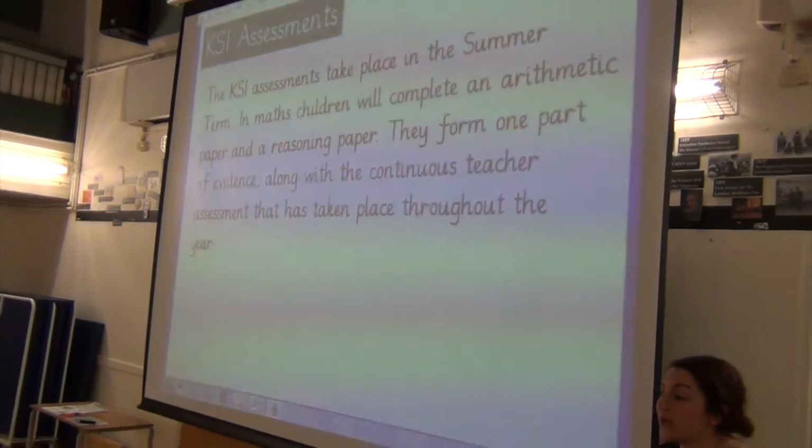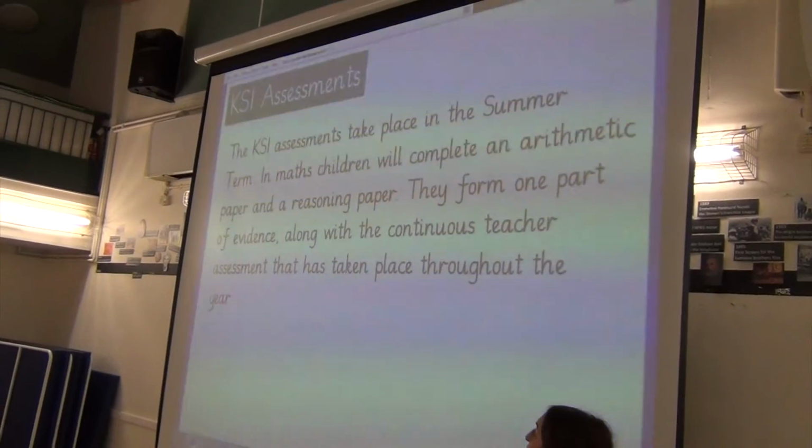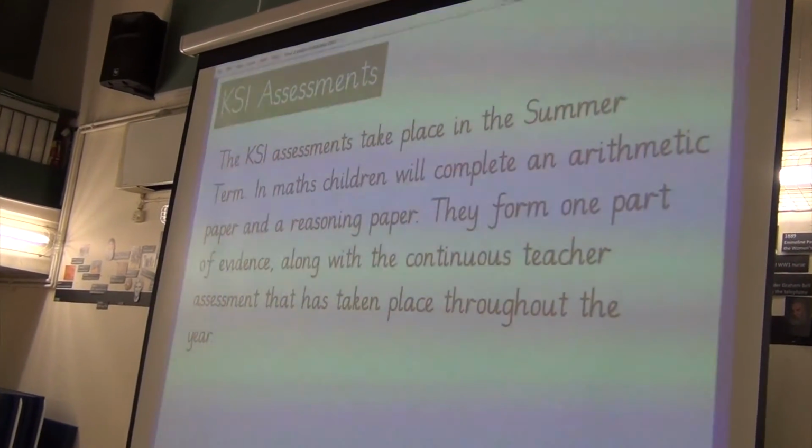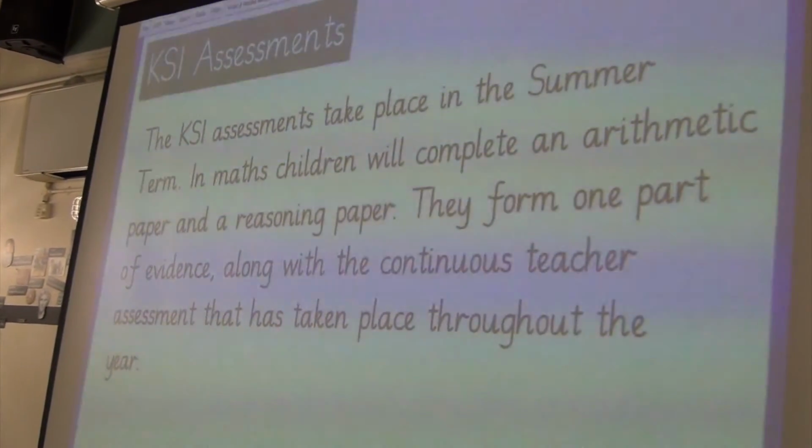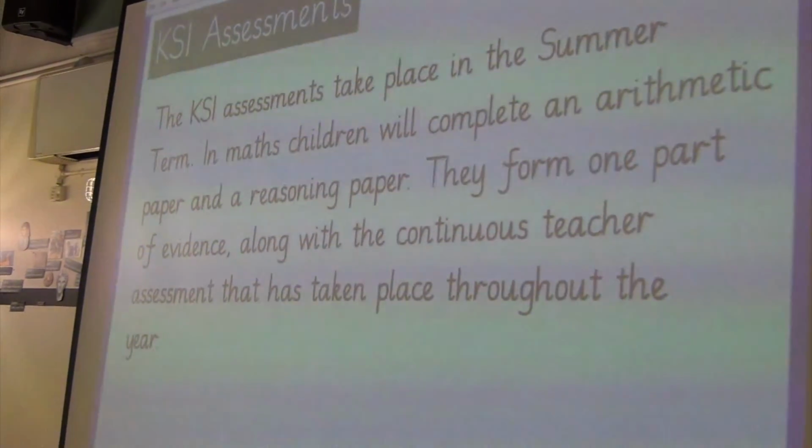Now, I'm just going to go over now, because I'm sure lots of you know that during the summer term, the children in Year 2 will take the Key Stage 1 assessments. As I said, these will take place in the summer.